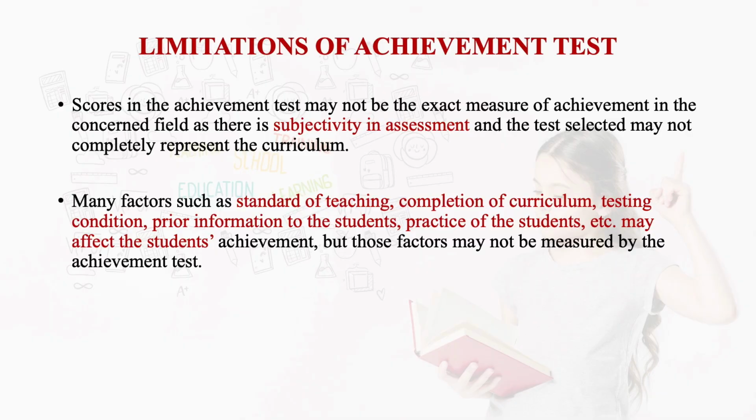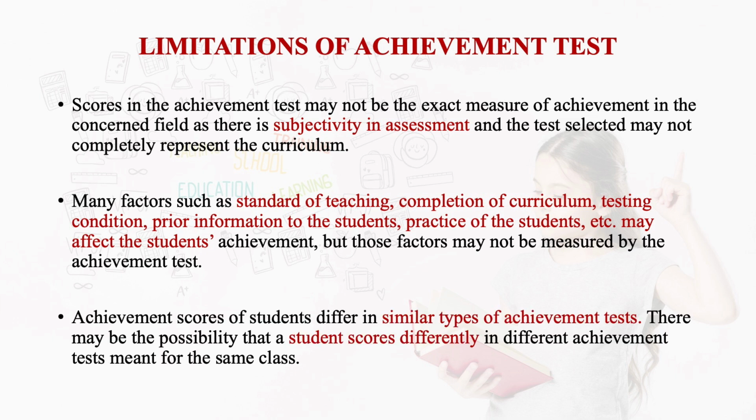And further, many factors such as standard of teaching, completion of curriculum, testing condition, prior information to the students, practice of the students, etc. may affect the students' achievement, but those factors may not be measured by the achievement test. Another limitation of an achievement test is achievement scores of students differ in similar types of achievement test. There may be the possibility that a student scores differently in different achievement tests meant for the same class.